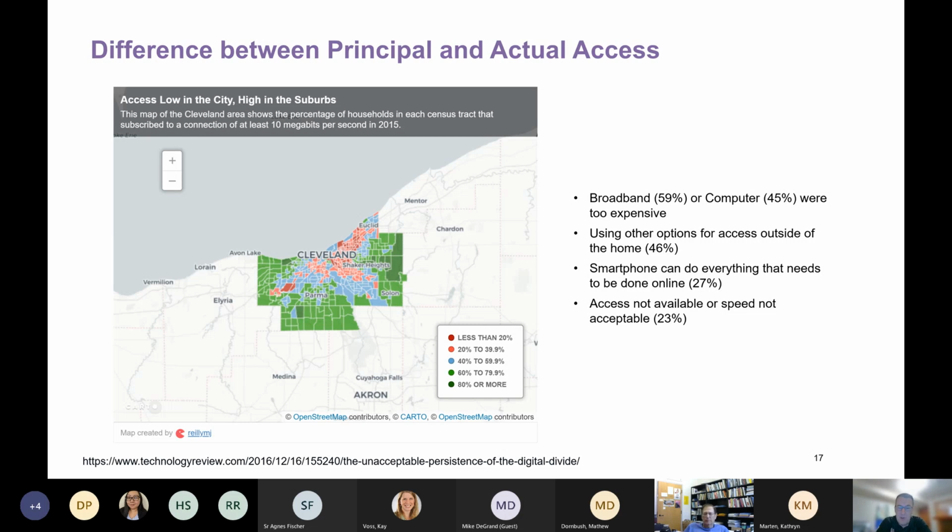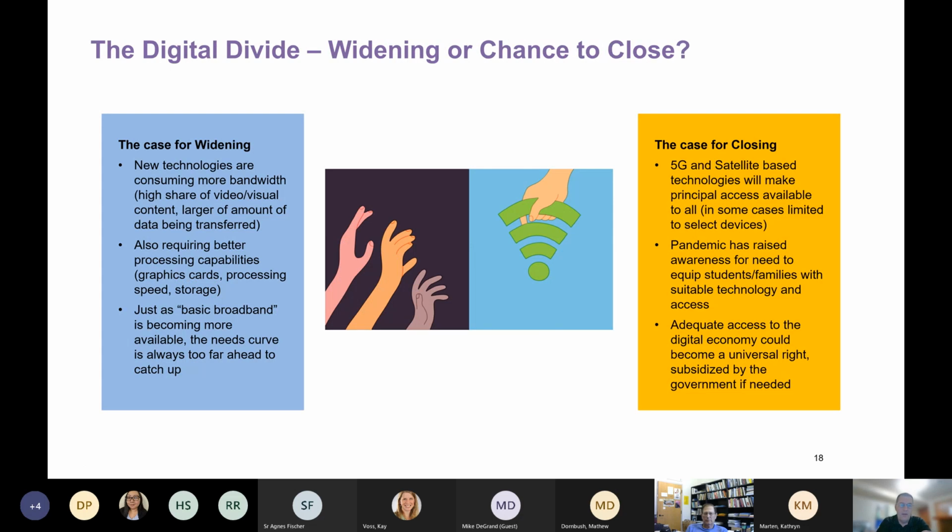Now, the smartphone will allow you to do some things, but when it comes to any data-rich activities, for example, it's very difficult to do that on the smartphone. And in some cases still, we have the reality that the access may not be available or the speed is not acceptable. So then the question is, is there a way of overcoming this digital divide, or will it widen even further? And there's two cases for that.